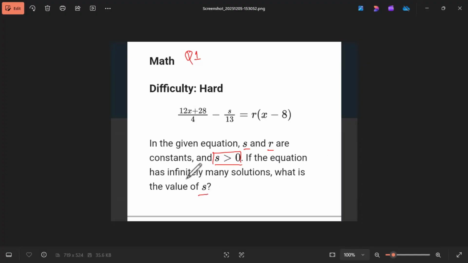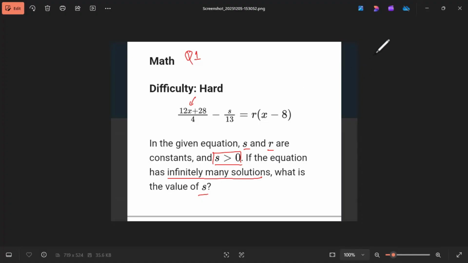Now, the most important thing we need to know here is this statement: the system has infinitely many solutions. Not the system, sorry, this is not a system. This is just a single equation. So what does it mean for an equation like this to have infinitely many solutions? All it simply means is that the coefficient of x in the left-hand side is going to be equal to the coefficient of x in the right-hand side, because we're dealing with x right here. So the coefficient of the variable in the left-hand side and the right-hand side has to be equal.